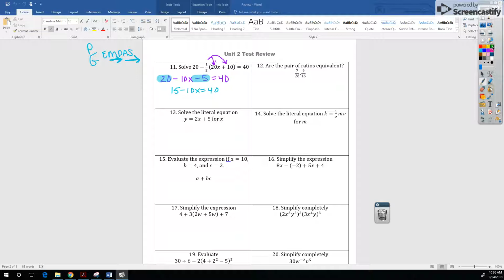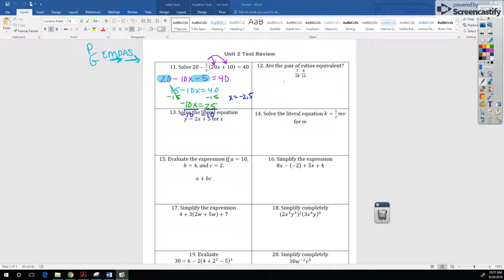Now I can start inverse operations. This is a positive 15, so subtract from both sides. Sorry, it's making my 5s pretty weird. I'm left with negative 10x. Make sure you see that part. Negative 10x, and then 40 minus 15 is going to be 25. Dividing both sides by negative 10 gives me that x equals negative 2.5.